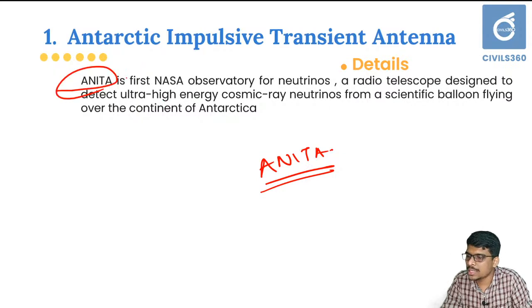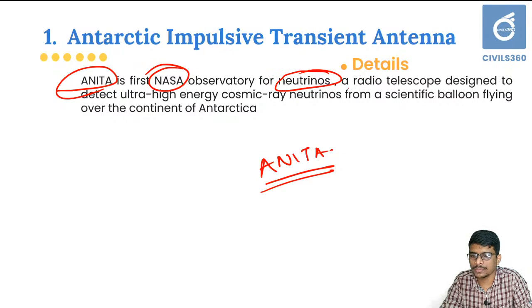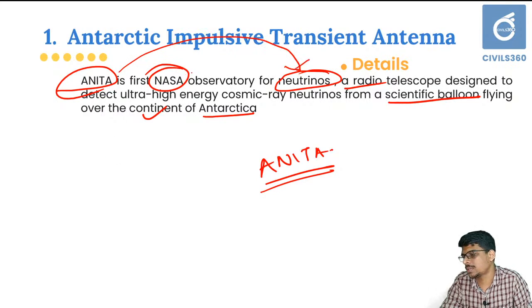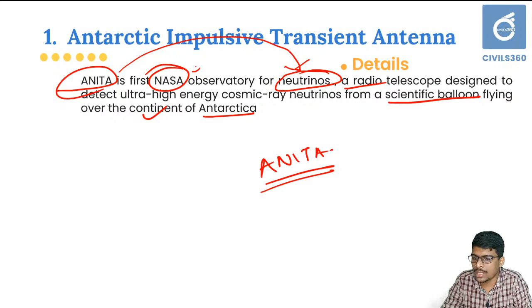You should just understand what ANITA is and who developed it. It is developed by NASA, the first NASA observatory for neutrinos. It is designed to detect ultra high energy cosmic ray neutrinos from a scientific balloon flying over the continent of Antarctica. Okay, it is located in Antarctica. It is at high altitude. It aims to observe neutrinos. It is developed by NASA. That is all you need. If there is a question on the Antarctic Impulsive Transient Antenna, understand that it is located in Antarctica, it flies on a scientific balloon, it is developed by NASA and it aims to observe neutrinos. That's the only thing you need.